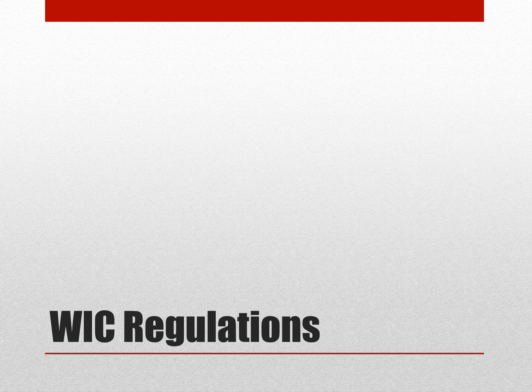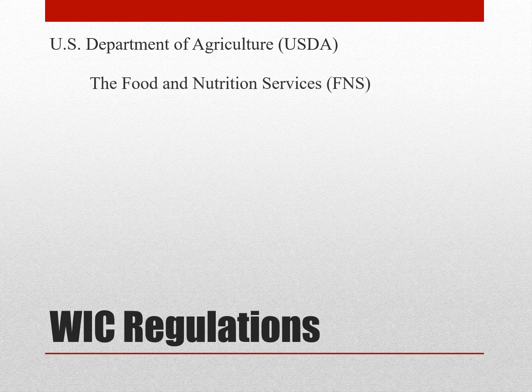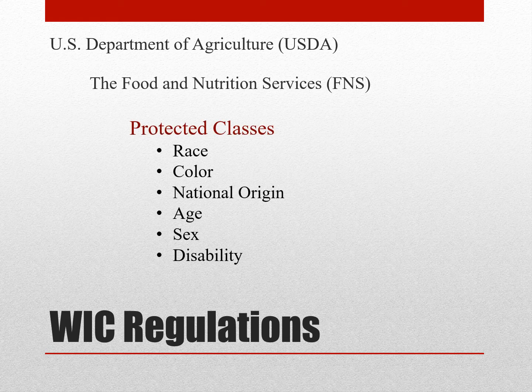WIC is run locally but funded federally and administered by the U.S. Department of Agriculture. The Food and Nutrition Service is the agency of the USDA that is responsible for federal nutrition programs and provides guidance on civil rights. FNS regulations state that no person shall, on the grounds of race, color, national origin, age, sex, or disability be excluded from participation in, denied benefits of, or otherwise subjected to discrimination by any program, including WIC. These characteristics are known as protected classes.